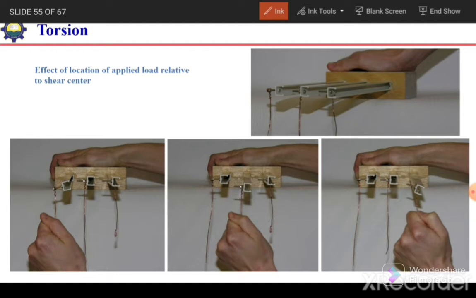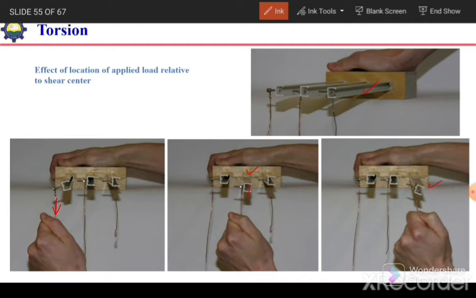We have three cantilever beams made up of channel section, and in the first case the load is acting away from the shear center, so because of that load there is bending as well as twisting in the member. In the second case, the load is passing through the shear center of this section, so here we will only have bending in the downward direction, there will be no torsion. And in the third case, the load is again acting away from the shear center, so there will be bending as well as torsion in that member.